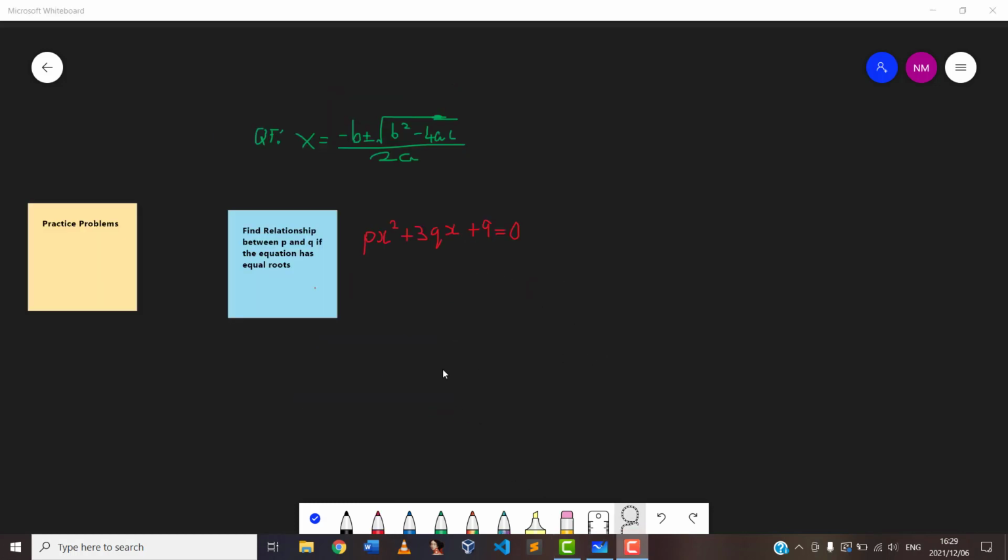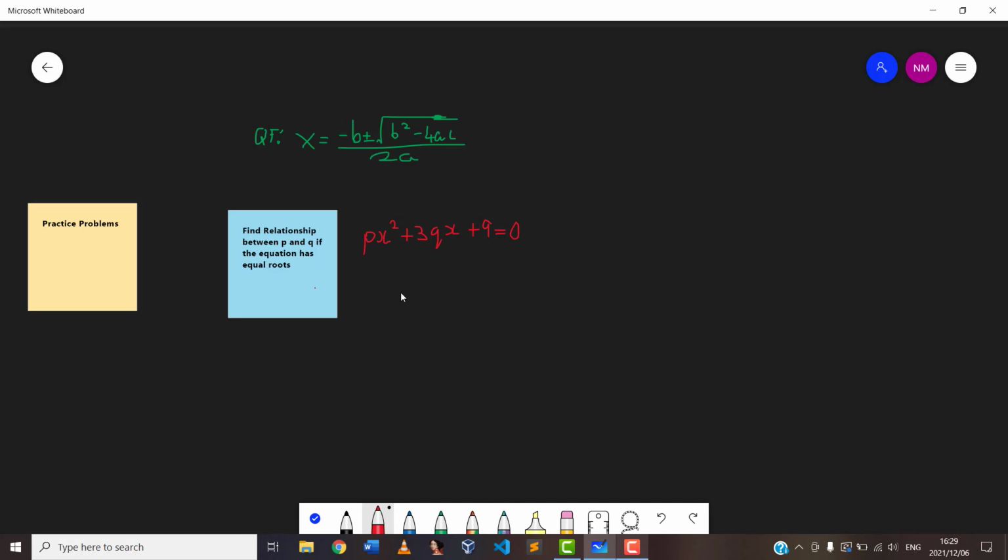Cool, now that we've covered everything, or at least I think we've covered everything, let's move on to some practice problems. So here's a question, and you should try and do it on your own before we go over the answer. Find the relationship between P and Q if the equation has equal roots.